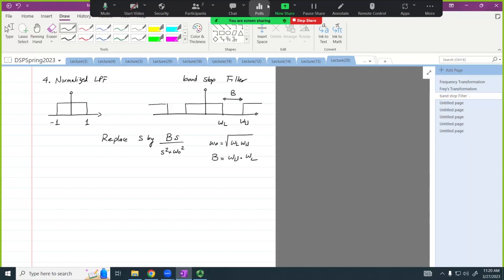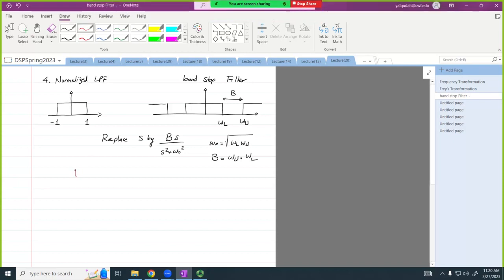And similar to the bandpass filter, the filter order here is also going to double. So omega upper minus omega lower, right? B is omega upper minus omega lower. Yes. Right. Okay.